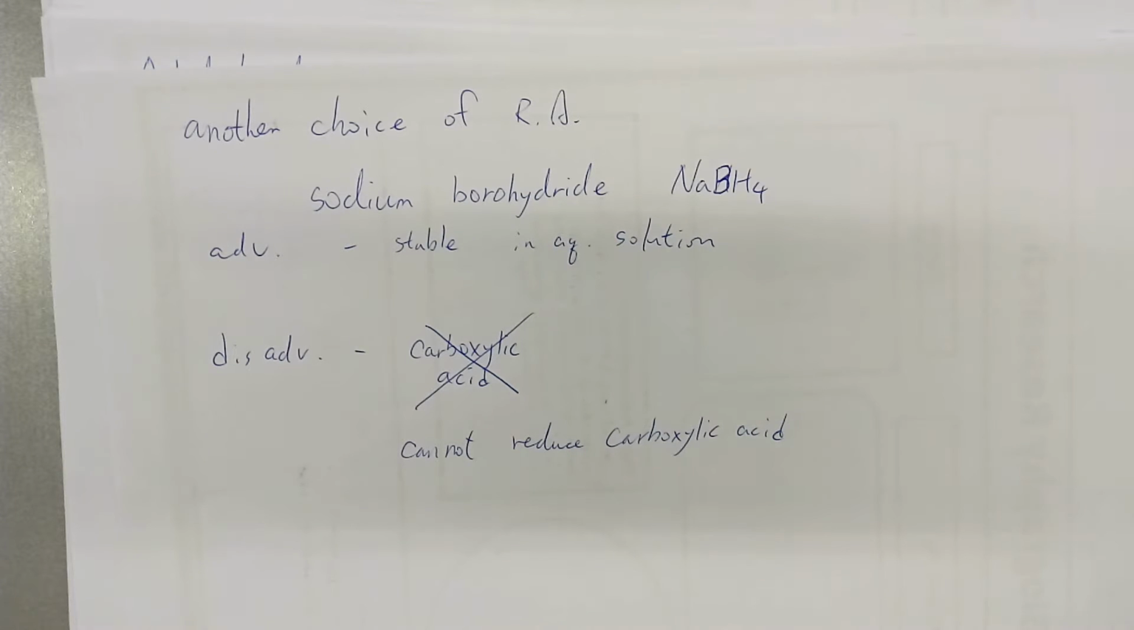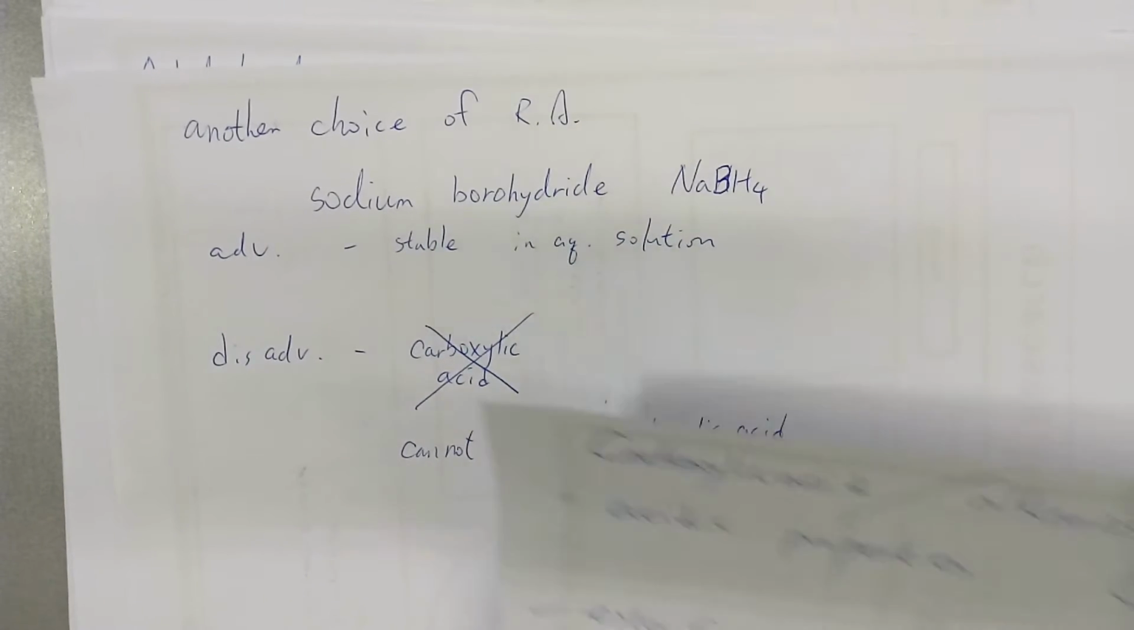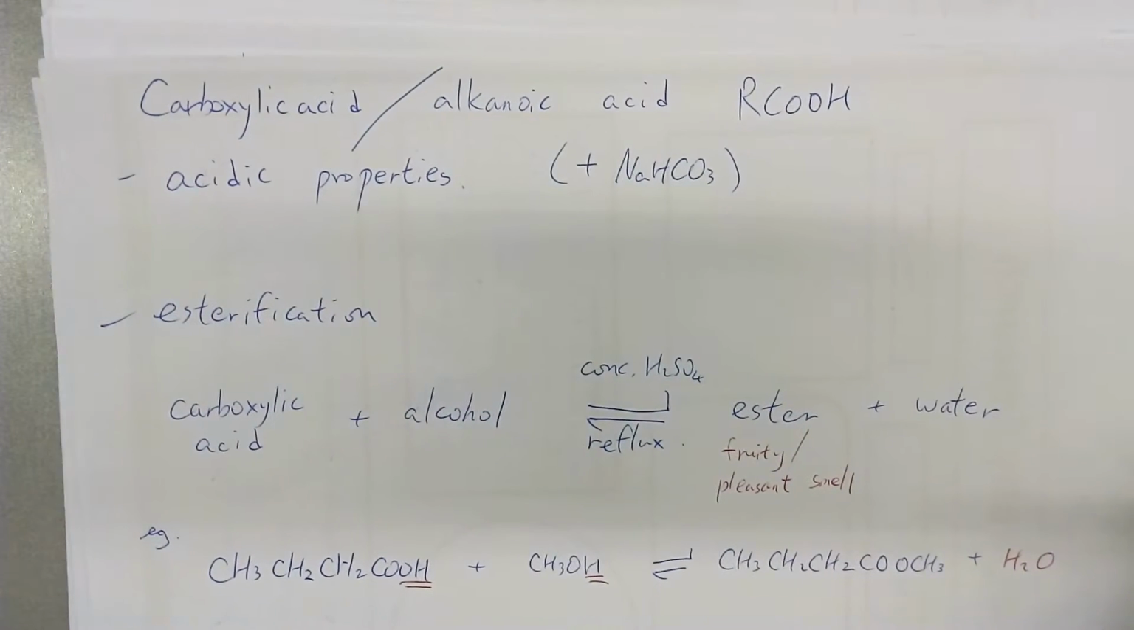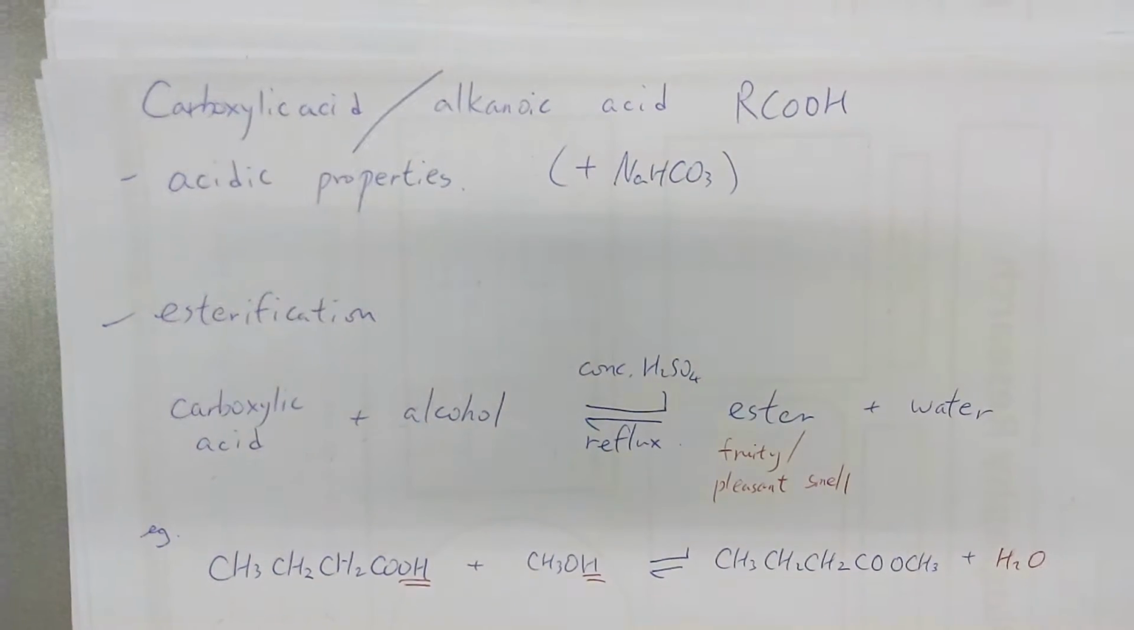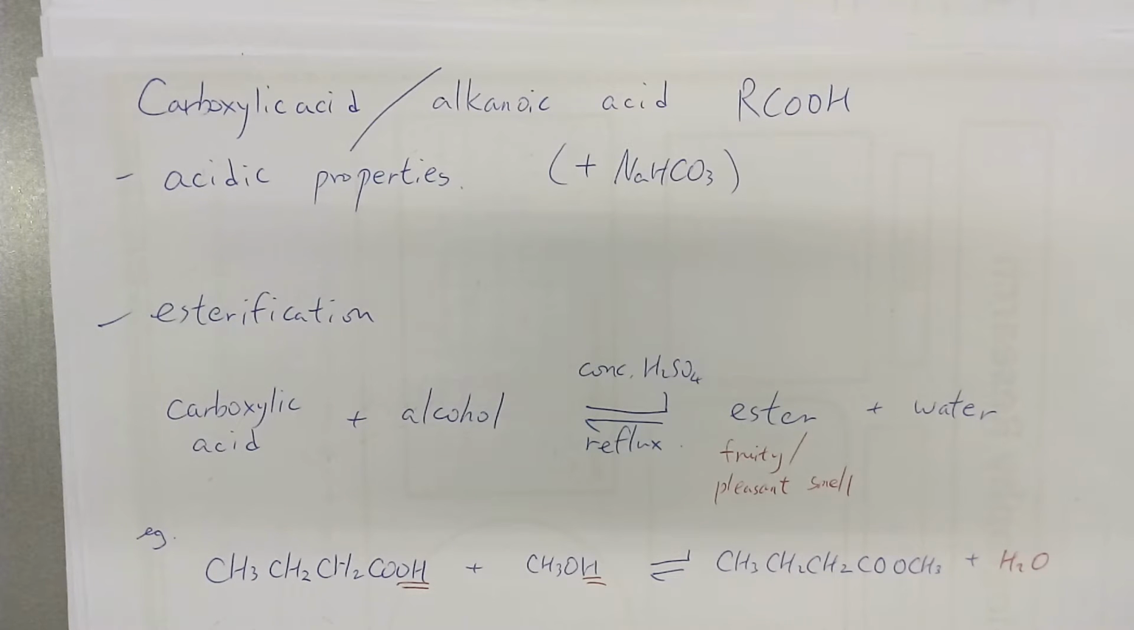Well, next one, we'll turn to page 7. Okay, page 7 of your notes is about carboxylic acid or alkanoic acid. Now, you should emphasize or mention in your notes, okay, because I haven't put it here.